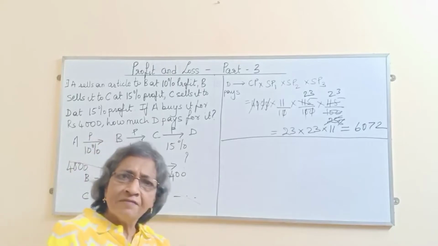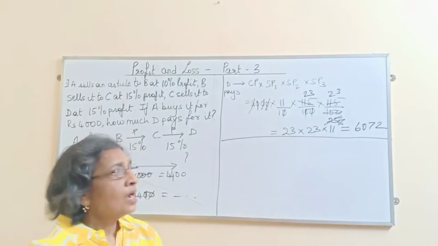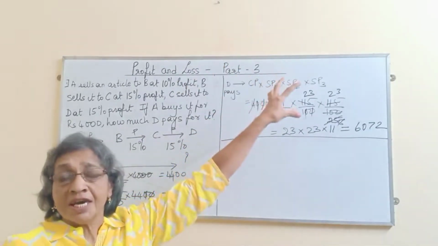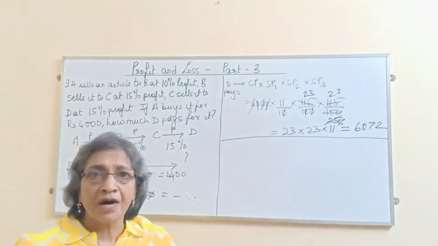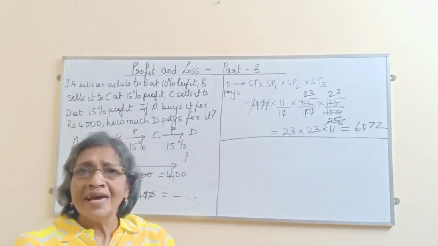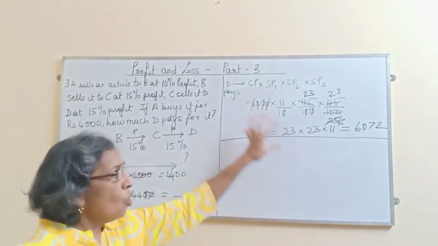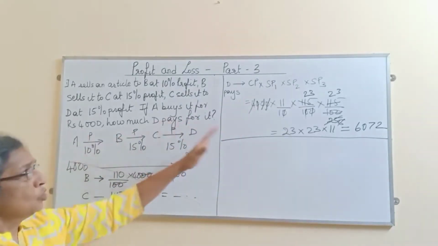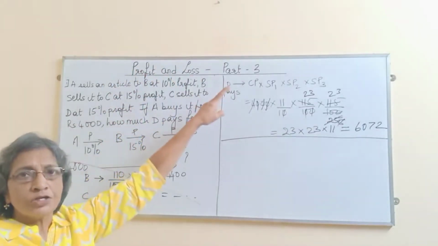Now let's take a reverse case. In case you are given a sum that A sells it to B, B sells it to C, C sells it to D, and D buys it for that much. Whatever be the price, find how much A pays for it. So let's take a sum like this. Just go through this once again. I'm leaving it for you for some time. Go through it. A sells it to B, B sells it to C, C sells it to D.